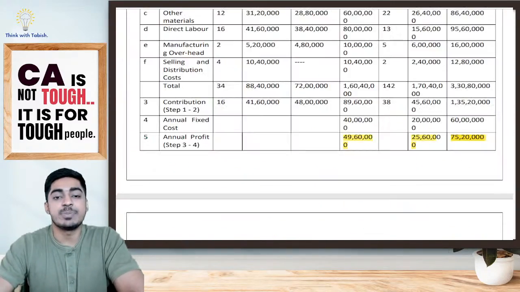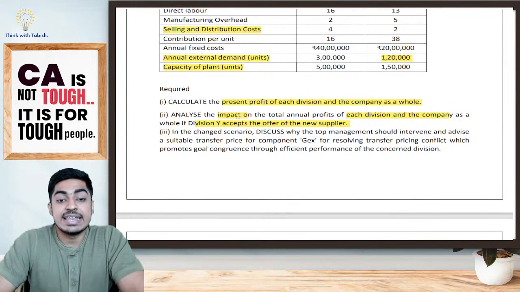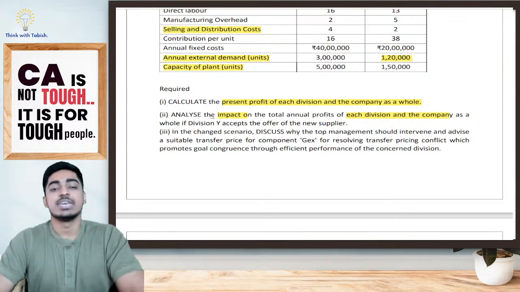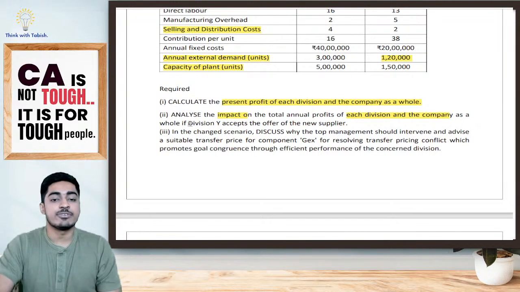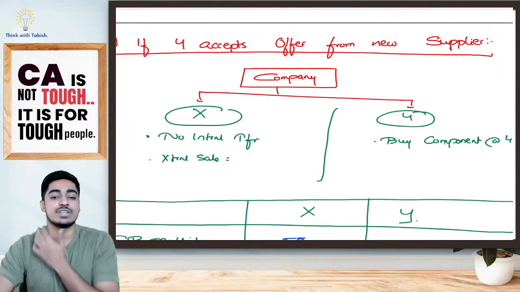Now, the second part of the question we have. What is the second part of the question asking? Analyze the impact if division Y accepts the offer from the new customer. If division Y is telling, no, I will buy from the outside supplier only, then what will happen? Look at this, two impacts will happen.